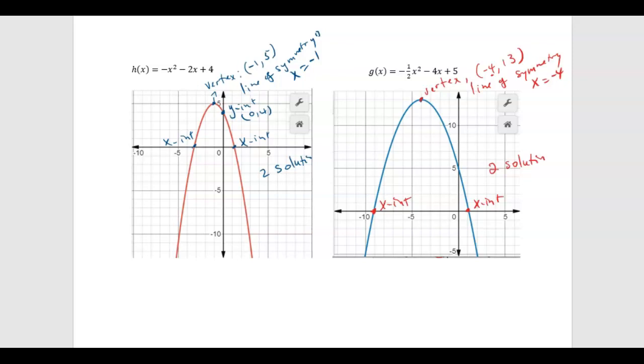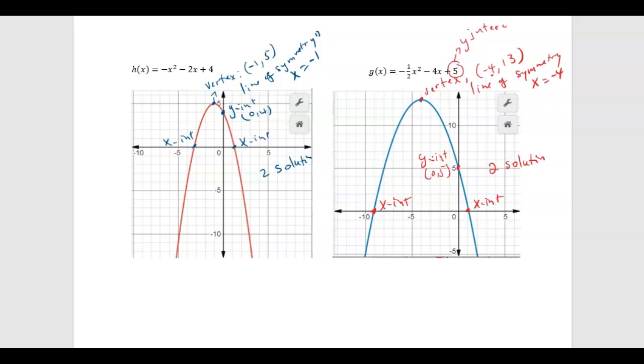Now, do we have a y-intercept? Yes, the y-intercept is wherever the graph crosses the y-axis, and it crosses right here, at 5. So the y-intercept is (0, 5). If you look at this equation, the 5 is the number that stands by itself. Very easy. The y-intercept is the number that stands by itself.